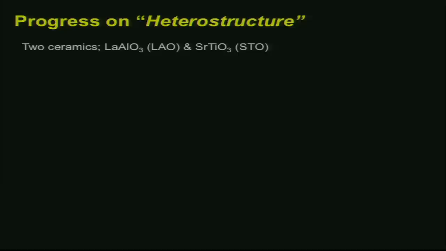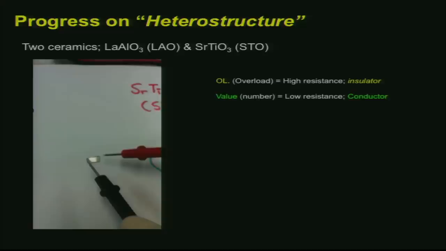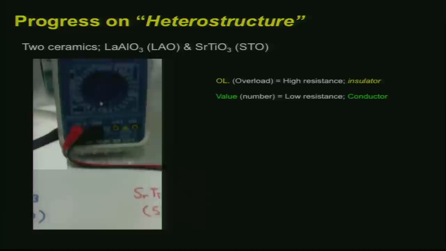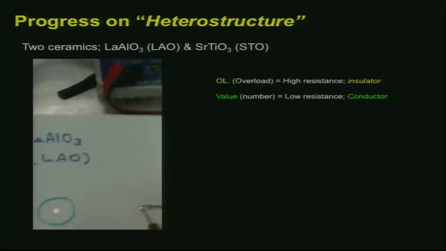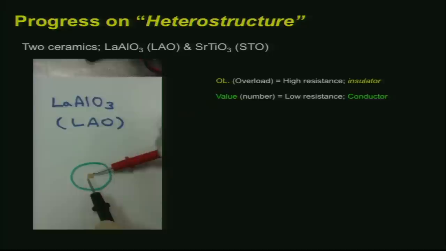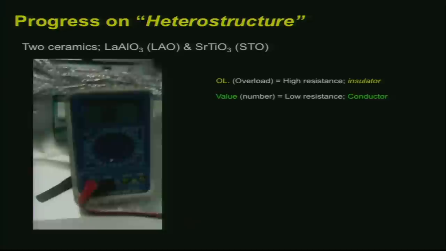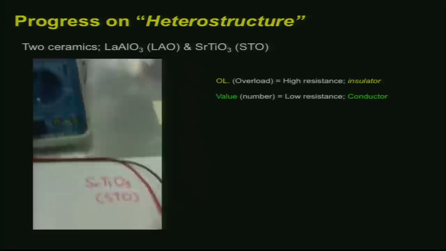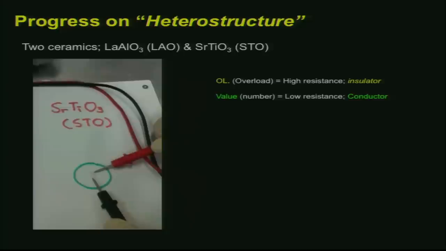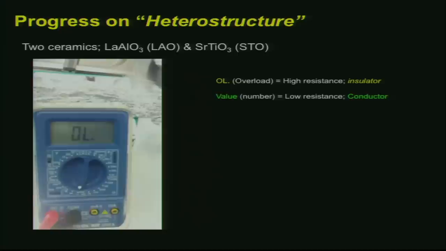Let me check whether it's conducting or not. First I check on a metal whether my multimeter is working or not. If there's a metal, it shows a number. That is a conductor. Firstly, I will check the lanthanum aluminum oxide, I call it LAO. This is a real test, I'm measuring the resistance with the multimeter. It showed overload. Overload means very high resistance. It showed insulating behavior. And next is the strontium titanium oxide, STO. It's the same. Both are completely insulating materials.